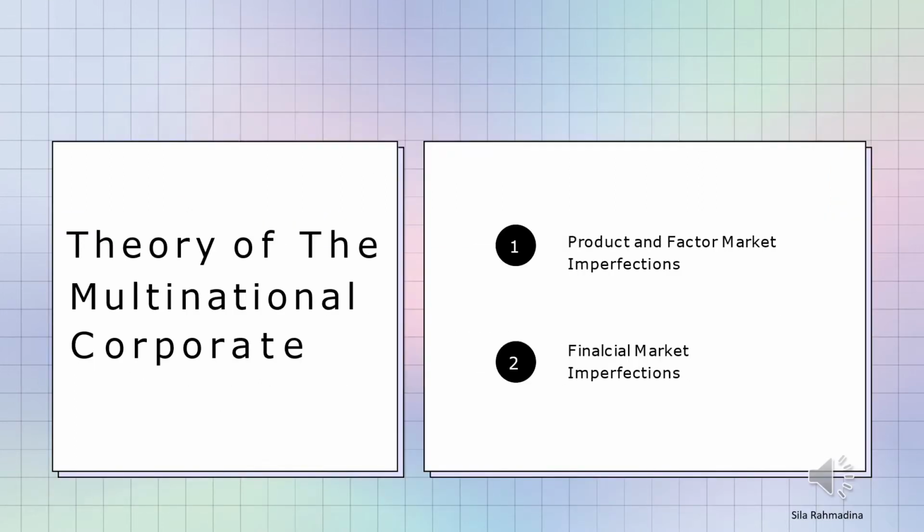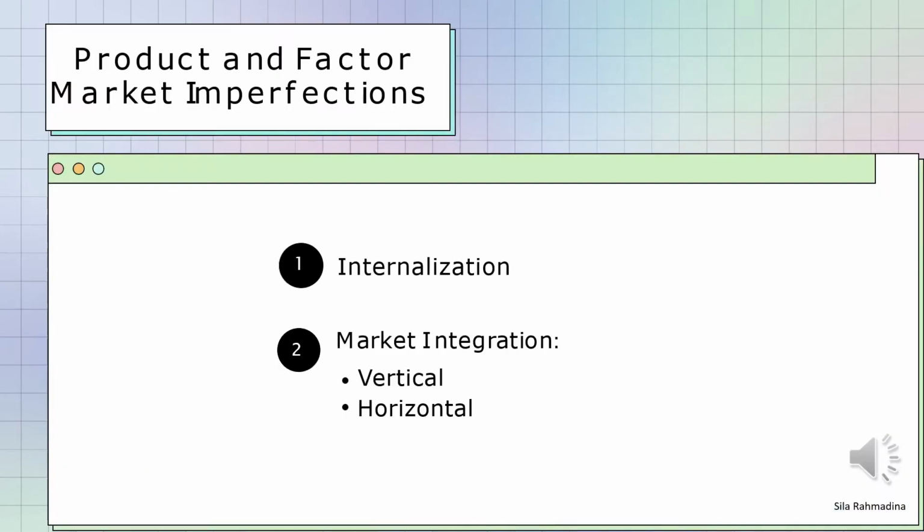So here they are for the theory of the multinational corporation. There are two categories. The first one is product and factor market imperfections, and the second is financial market imperfections. The product and factor market imperfections are divided into two categories. The first one is internalization and the second one is market integration. The market integration is also divided into two categories. They are vertical and horizontal.